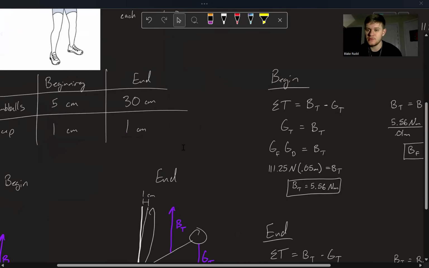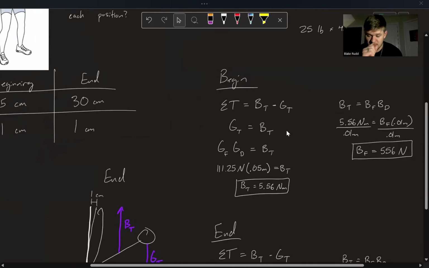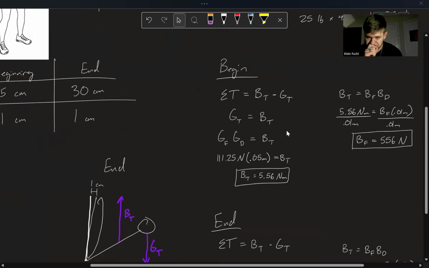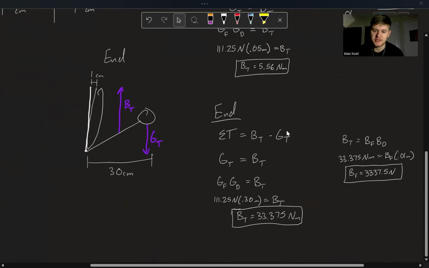And then I gave you the moment arm of the dumbbell, which is 5 centimeters, which is 0.05 meters. Everybody knows how to multiply. You get your bicep torque is 5.56 Newton meters. Okay, moving down to the end position.